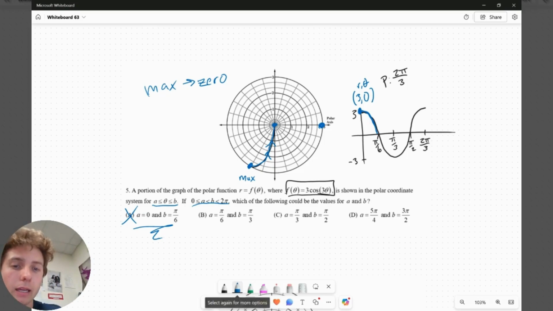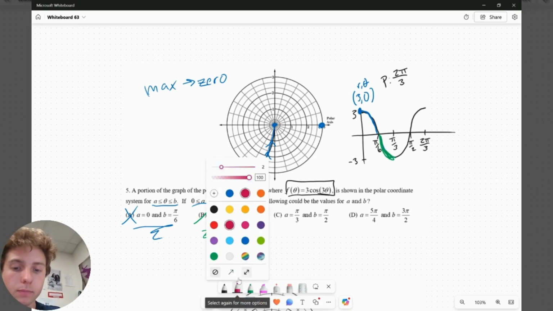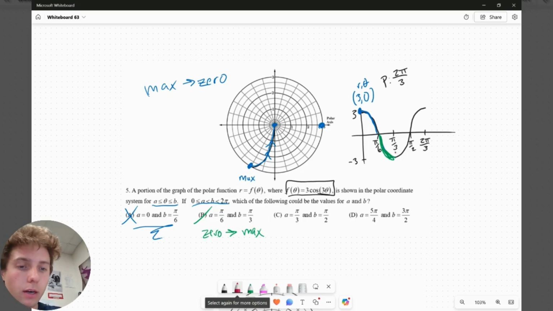I can look at pi/6. Pi/6 to pi/3 is now this green section, where it goes 0. It starts at the 0, and it goes to the maximum distance away from the 0. Okay, I don't want 0 to max. I want max to 0. Let's try another one. There is pi/3 to pi/2. That does go max to 0, which is exactly what we want.